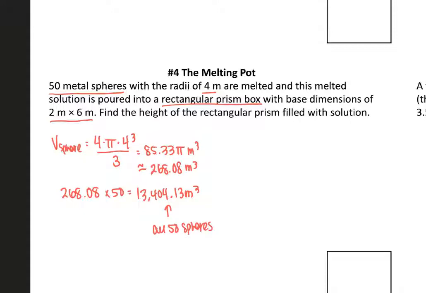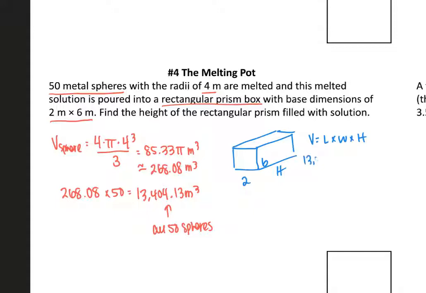Okay, well, since we're taking that mixture and melting it and turning it into a rectangular prism, we know our rectangular prism has a base 2 by 6, and we need to figure out what the height is. So we know to find the volume of a rectangular prism, we do length times width times height. And we know that these volumes have to be equal.